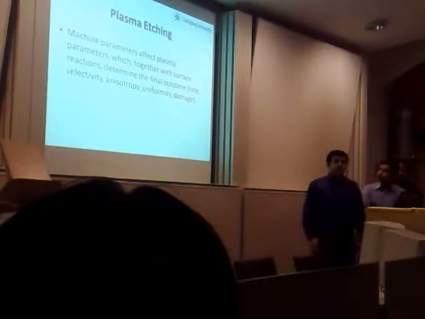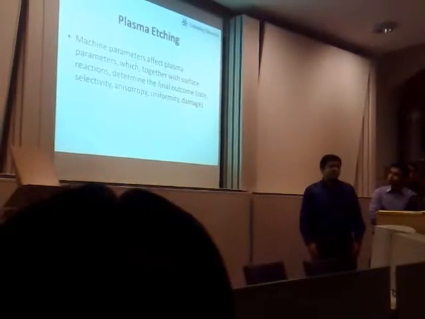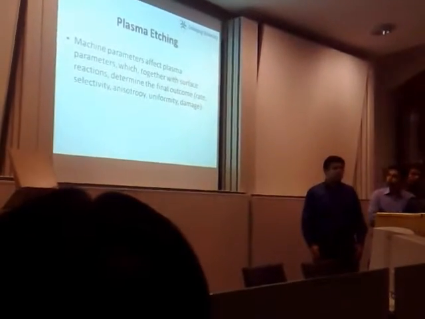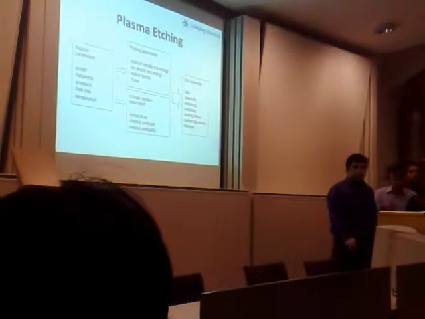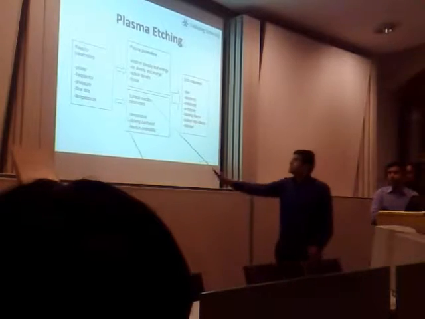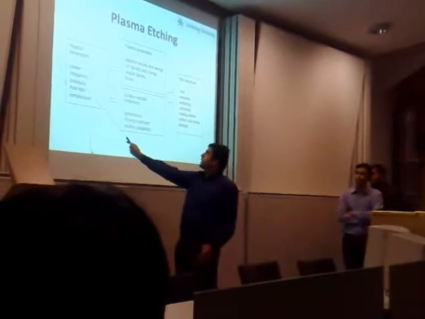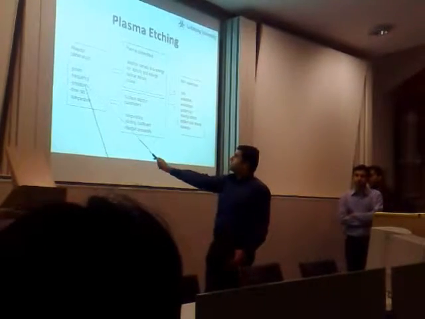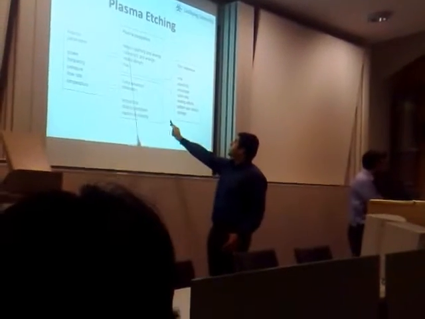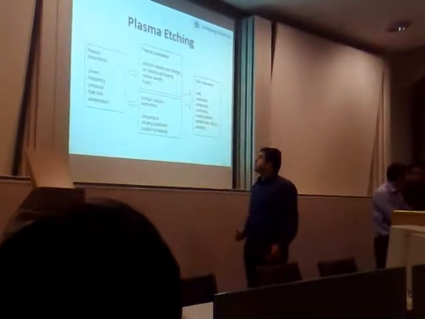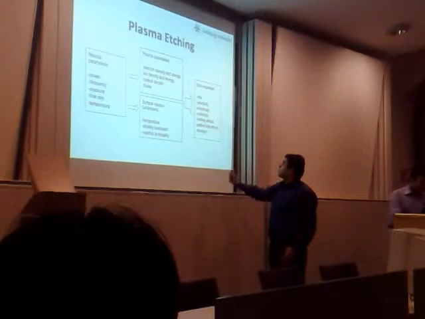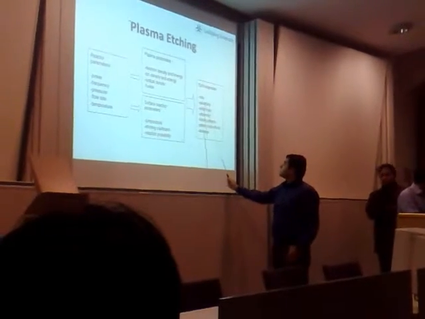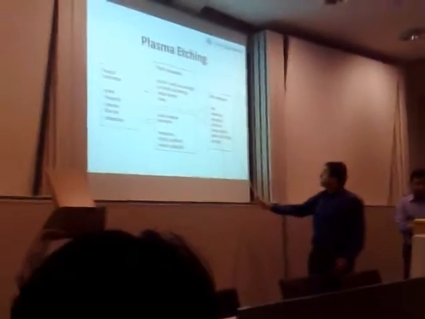Machine parameters affect plasma parameters, which together with the surface reaction determine the final outcome, which is the rate, selectivity, anisotropy, uniformity and damage. Here you can see the machine parameters, also called reactor parameters: power, frequency, pressure, flow rate, temperature. They affect plasma parameters together with the surface reaction parameters, and then they determine the final outcome, which is the etch response. Etch response includes rate, selectivity, anisotropy, uniformity and damage.